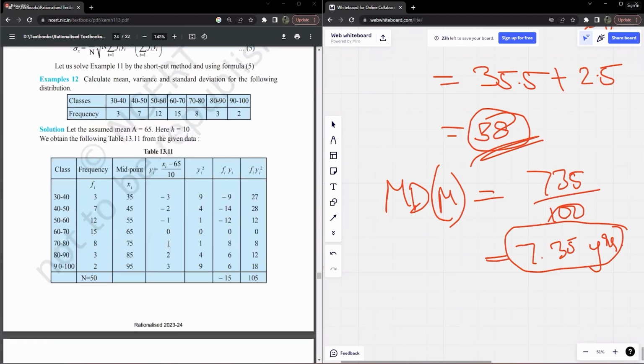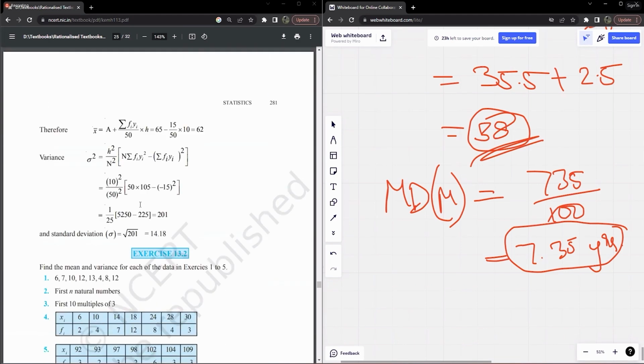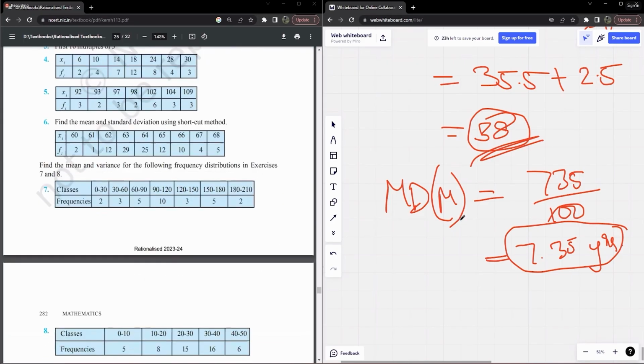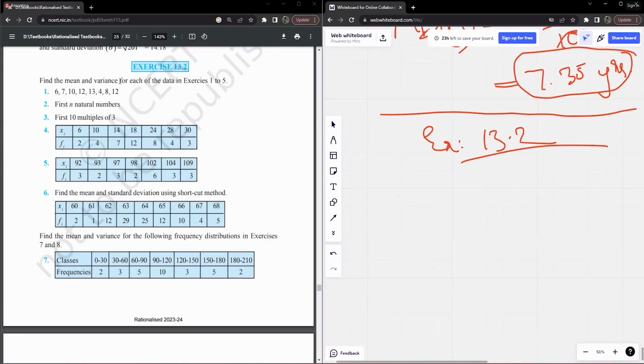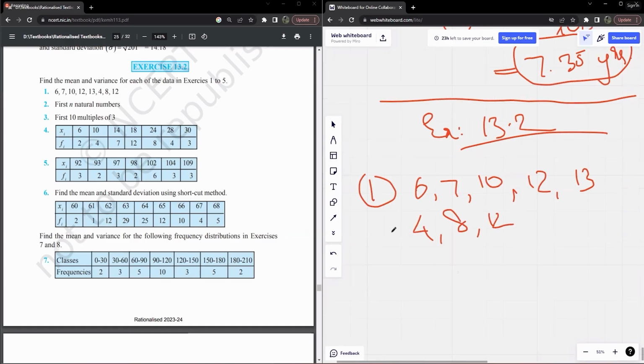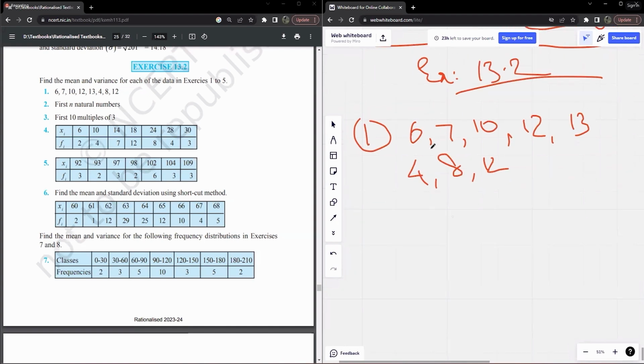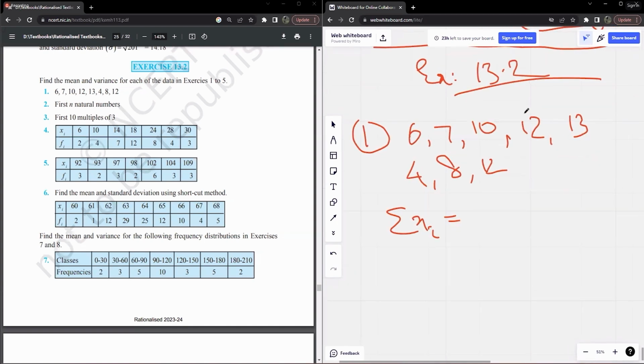All right. So then we jump into exercise 13.2, which has 10 questions. Question number 1. Find the mean and variance for each of the data in exercises 1 to 5. Pretty simple. So we have 6, 7, 10, 12, 13, then 4, 8, and 12. So your summation sigma xi is equal to 6, 7 is 13, 13 plus 10 is 23, 23 plus 12 is 35, 35 plus 12 is 47, 47 plus 13 is 60, 60 plus 12 is 72.